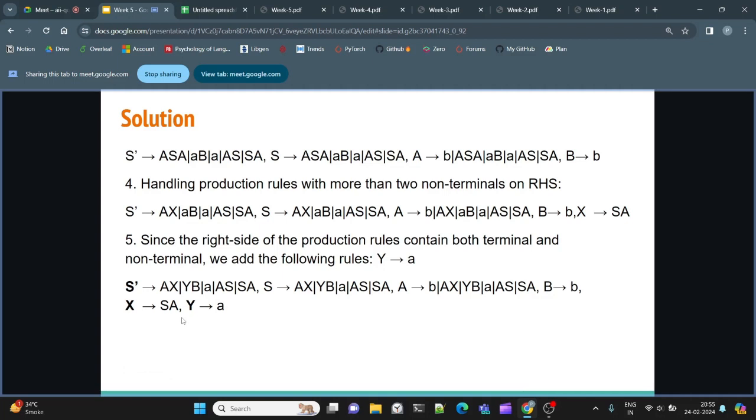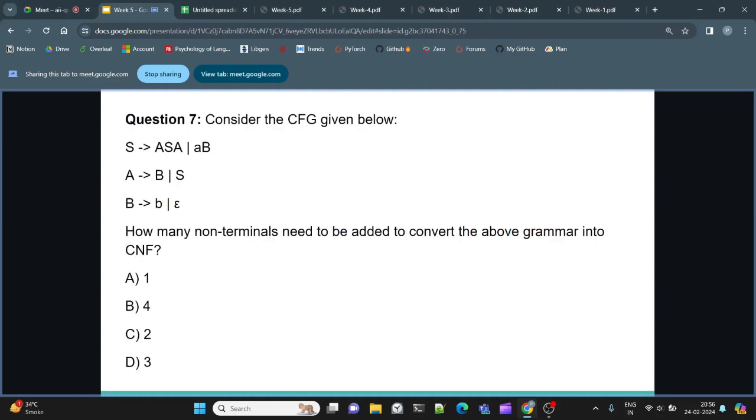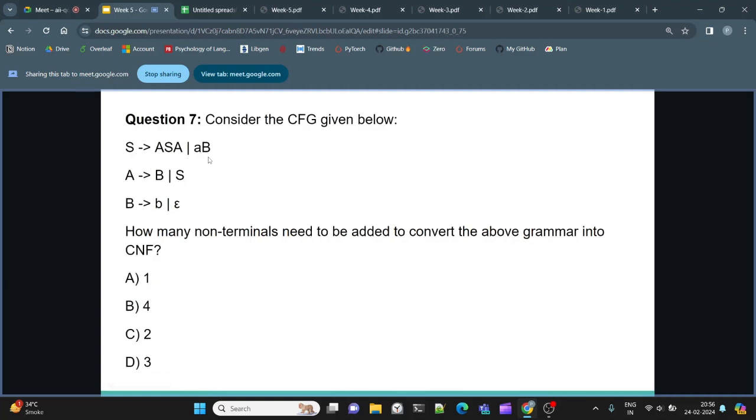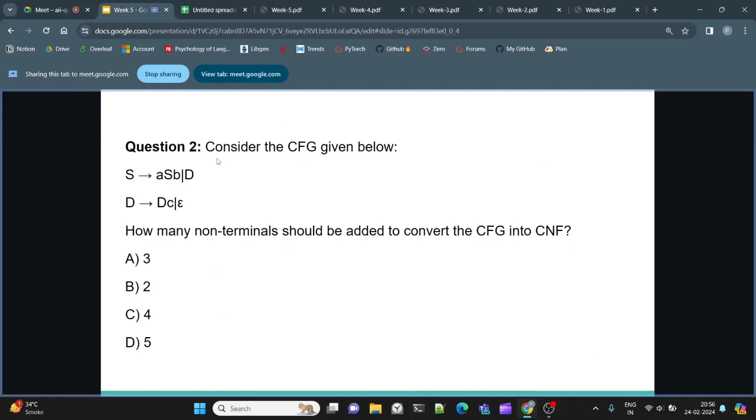Ma'am, yes, sir. One by one, go ahead. Ma'am, if there is a rule like A tends to small a, I mean non-terminal implies two terminals, so we can remove this rule in the CNF form. So you're saying of the form AB like that? Sorry, I did not understand your question. Ma'am, if non-terminal implies two terminals in the CNF form. So what will be the case?